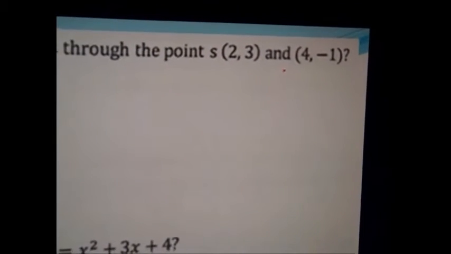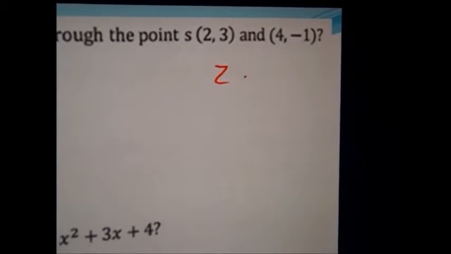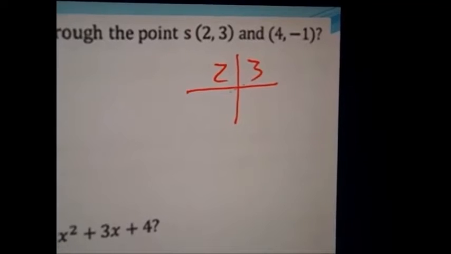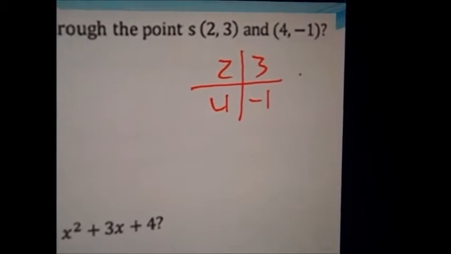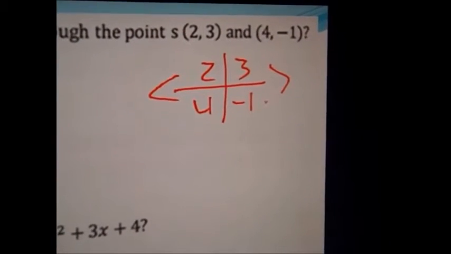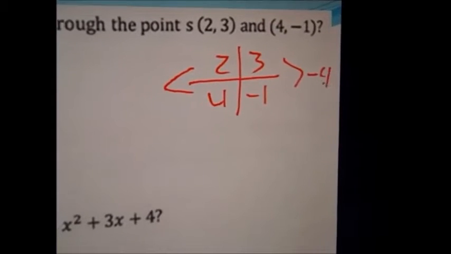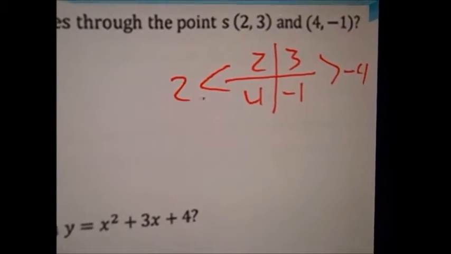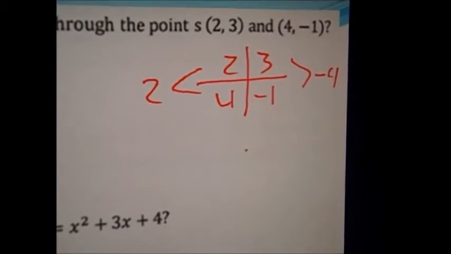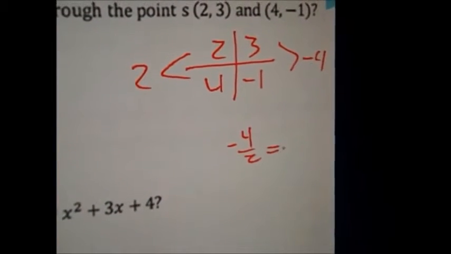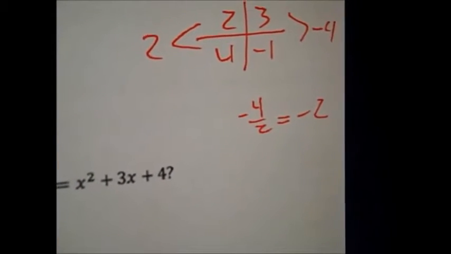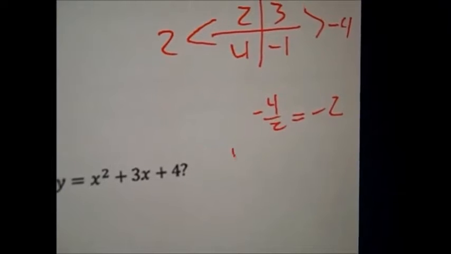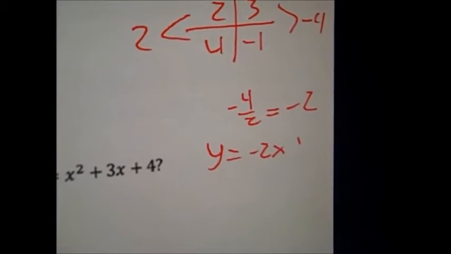Okay. Use these 2 points. Find the slope. From 3 to -1, it goes down 4, and then from 2 to 4, it goes up 2. The rise over the run is -4 over 2, that is equal to -2. y will be equal to negative 2x plus b.